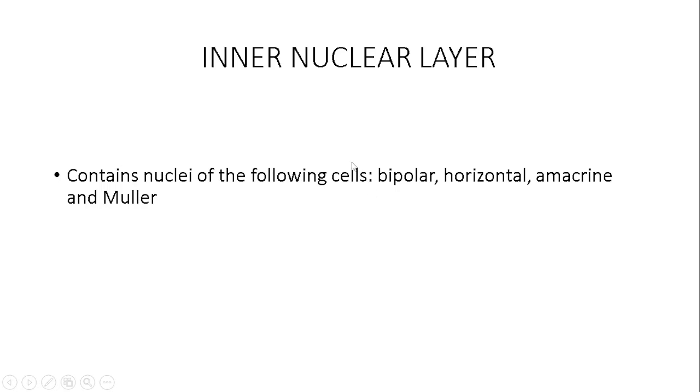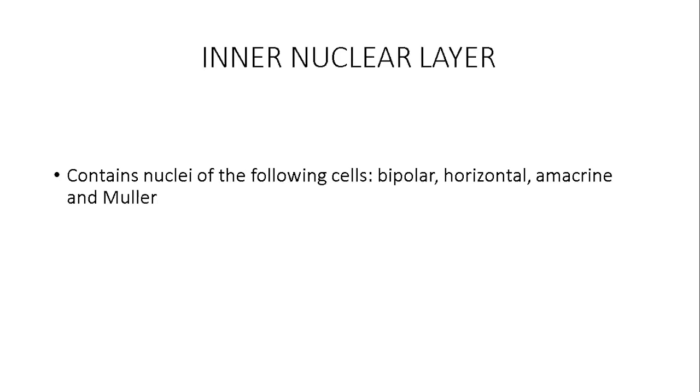Now let's talk about the inner nuclear layer. It contains nuclei of the following cells. Which cells are these? Bipolar, horizontal, amacrine, and Müller. That's the inner nuclear layer.